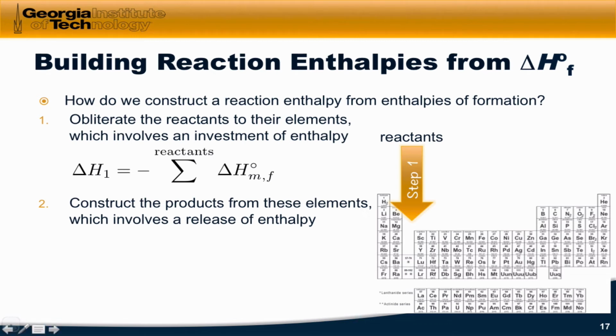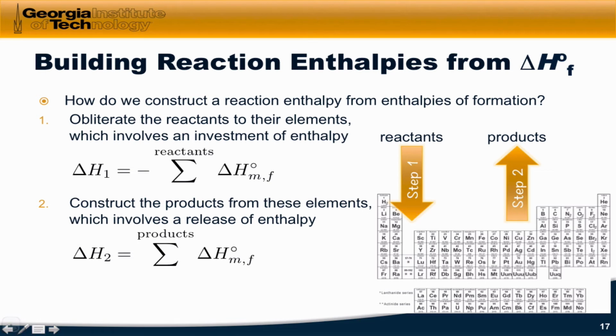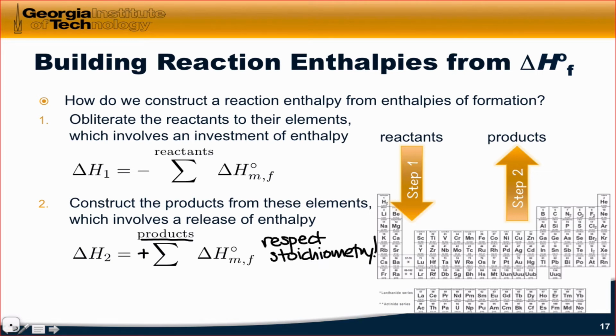And this is going to involve a release in enthalpies, since what we're doing is formation in the forward direction now, and those enthalpies are typically negative. The formula here looks very similar with two important differences. Now we're summing over the products, and you do still need to respect stoichiometry, and there's no negative sign here now. Now we're looking at just the enthalpies of formation themselves, since we're doing formation in the forward direction.